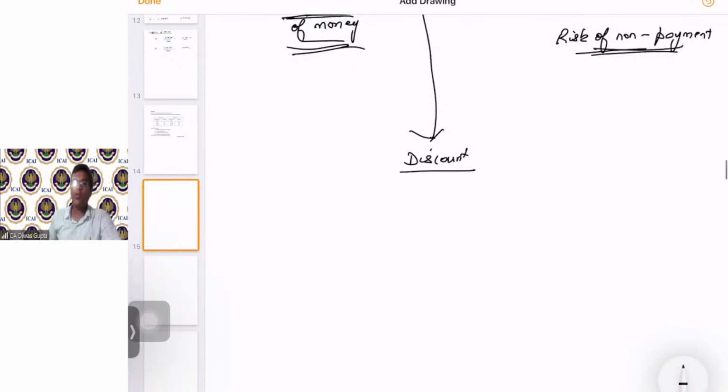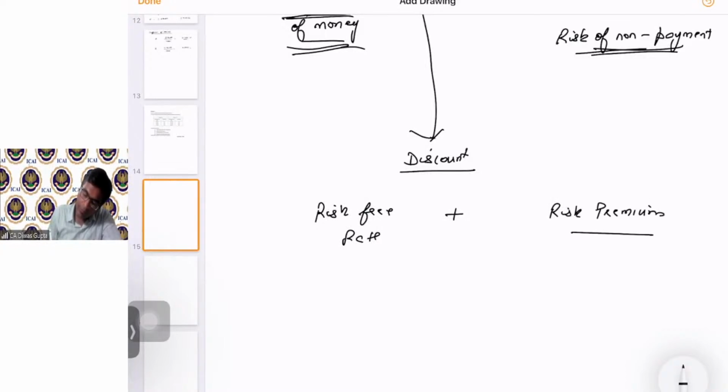Now, if I tell you that there is a higher risk, what are you going to do? For that, let's first understand this. So discount rate, which is interest rate, is comprising of two things, risk-free rate and risk premium. I hope all of you will agree to it. So the risk-free rate and risk premium in totality will constitute discount rate, which is called as interest rate.